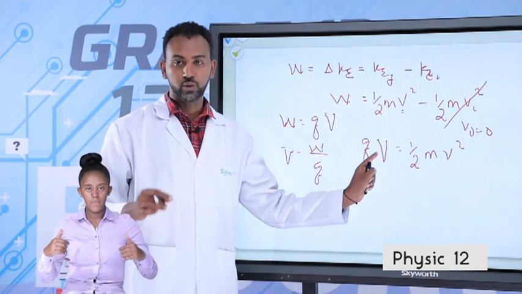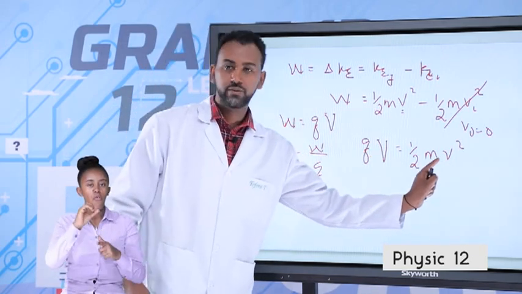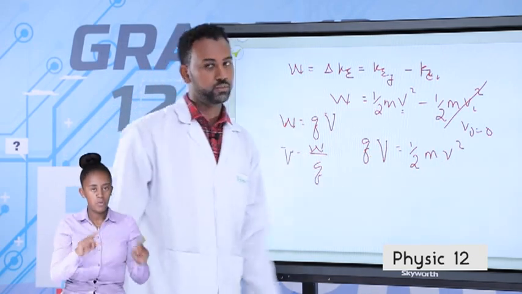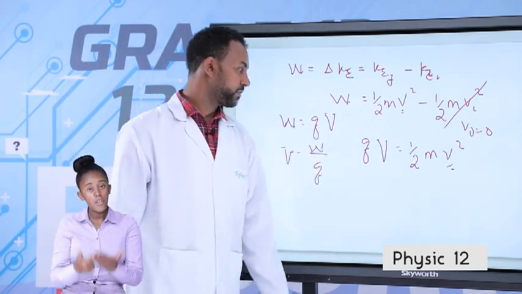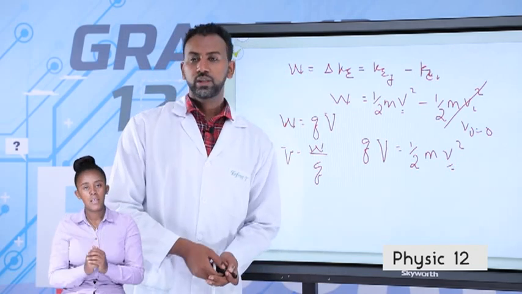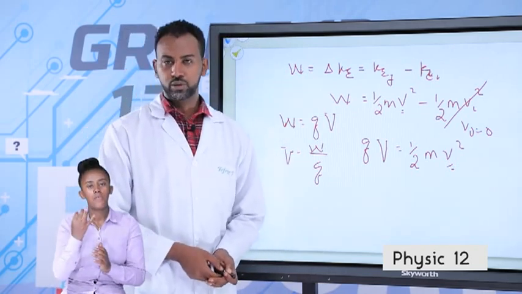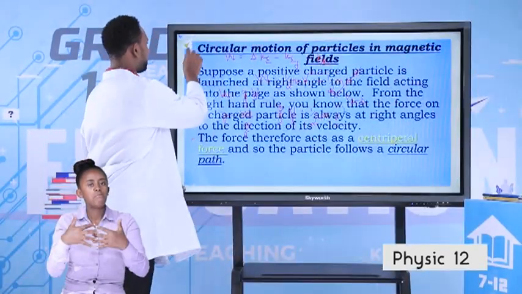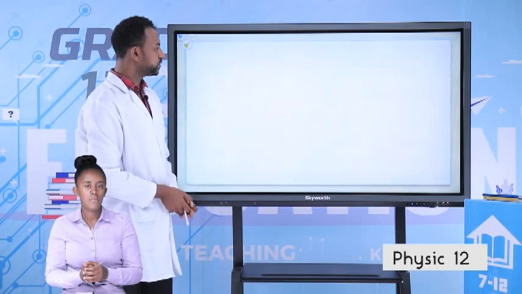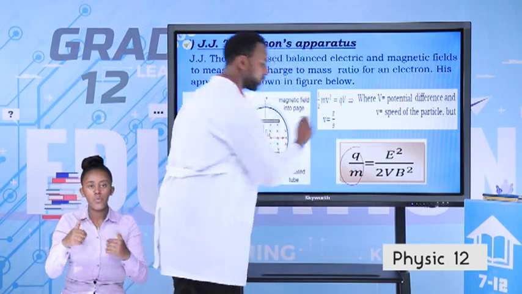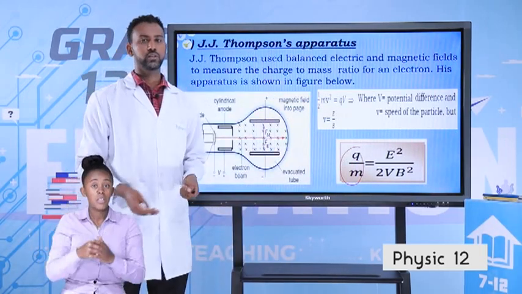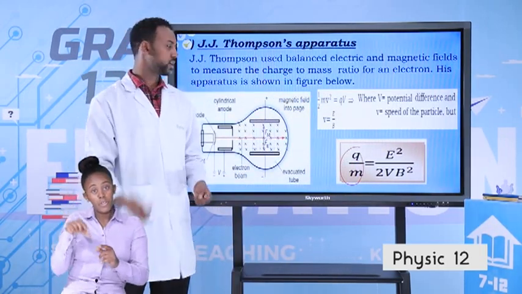Capital V is voltage or potential difference, whereas small v is the velocity of the charged particle. Therefore, from this, we can have an expression for the velocity v. So, what is the benefit of J.J. Thomson's apparatus? The use of J.J. Thomson's apparatus is to determine the charge per mass ratio of any given or unknown charged particles, the charge per mass ratio.